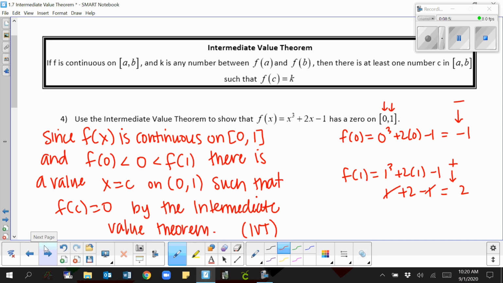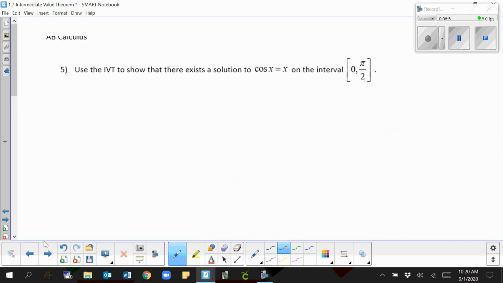All right, let's look at another one. So 5 says, use the intermediate value theorem to show that there exists a solution to cosine of x is equal to x on the interval 0 to pi over 2. So what I'm going to do here is rewrite this as cosine of x minus x equals 0. I'm trying to show that there is some solution where the cosine of x minus x equals 0 on my interval 0 to pi over 2.